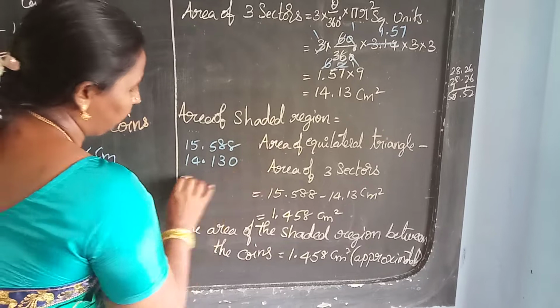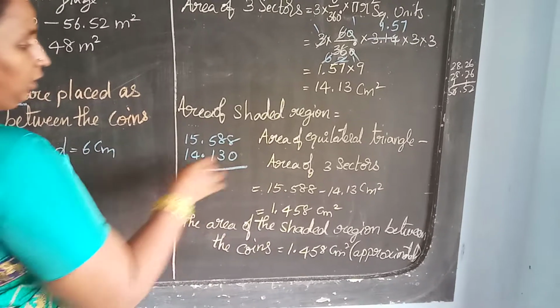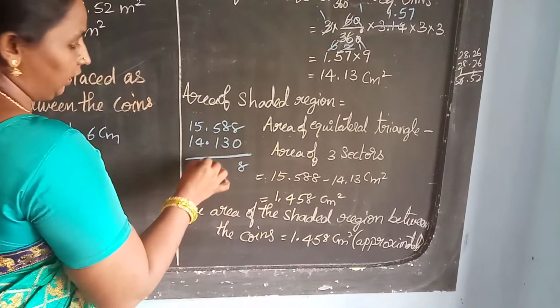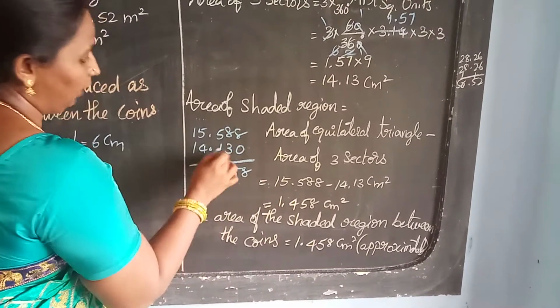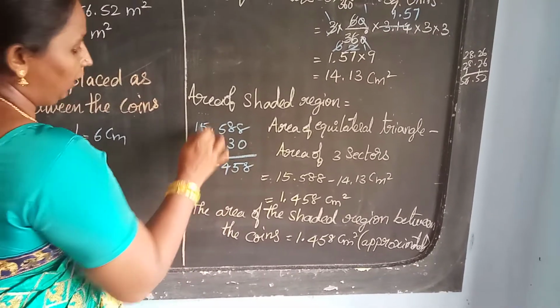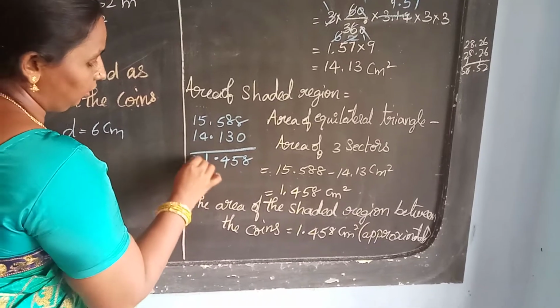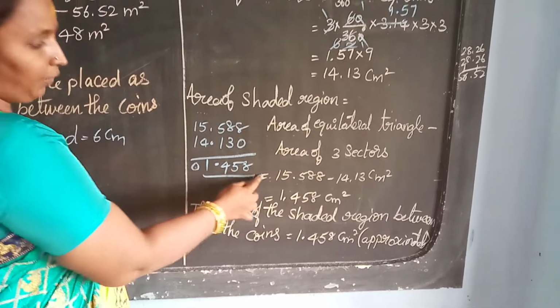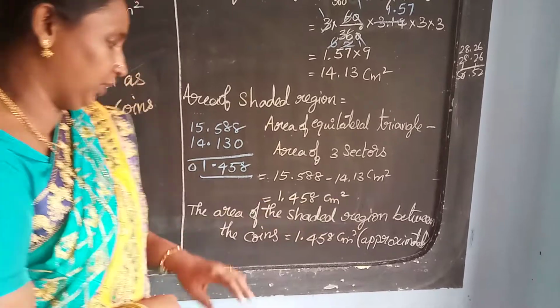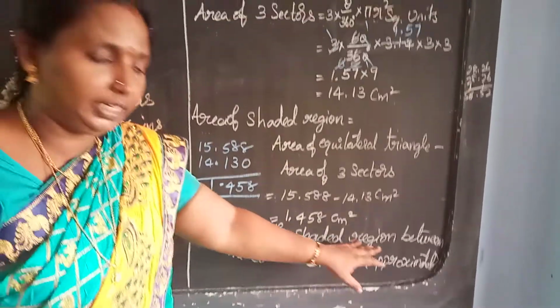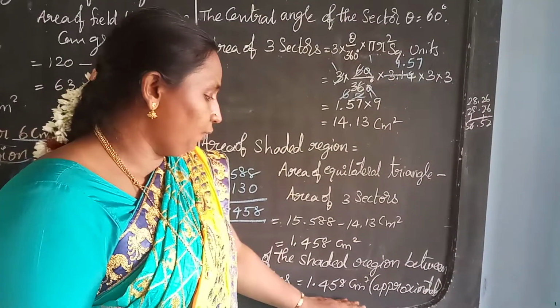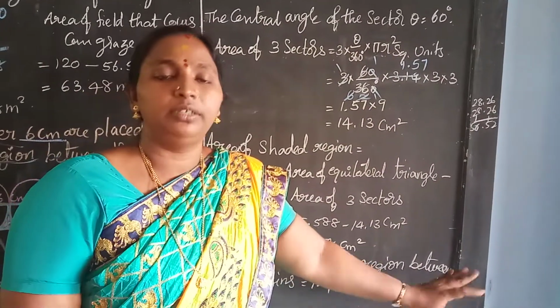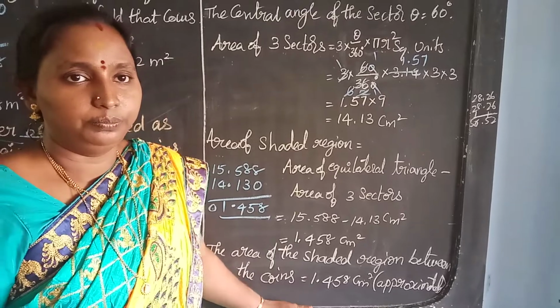14.13. So convert into decimals now. I have to put 0. 8 minus 0, 8. 8 minus 3 now, 5. 5 minus 1 you get 4. 5 minus 4 now 1, 0. So you get 1.458 centimeter square. Therefore the area of the shaded region between the points is equal to 1.458 centimeter square. That is an approximate value.